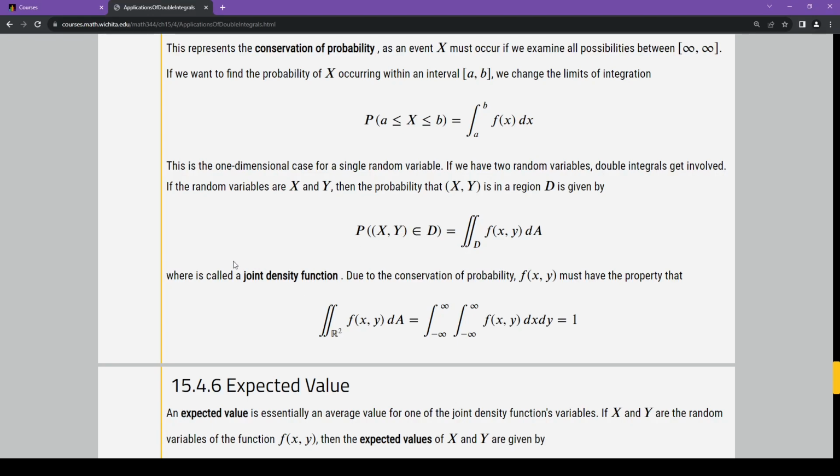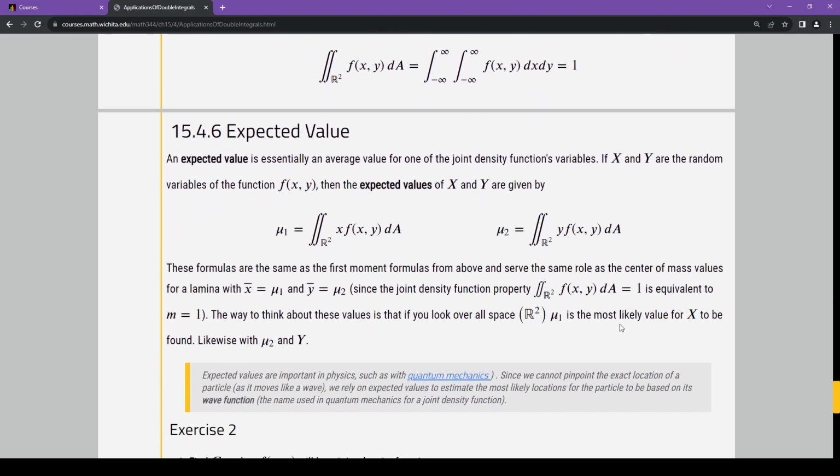Okay. If we do this, we get a function of both variables. This is known as a joint density function. Okay. And it must have the property that the integral over all space of this joint density function is equal to 1. Because if I multiply two numbers that are less than or equal to 1 together, I get a number that's less than or equal to 1. Okay.